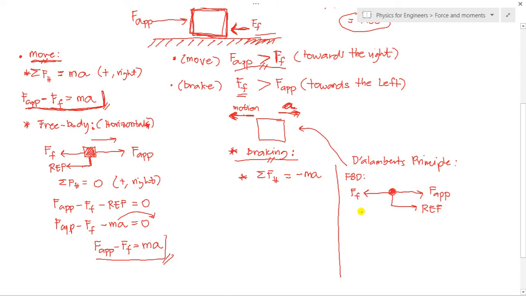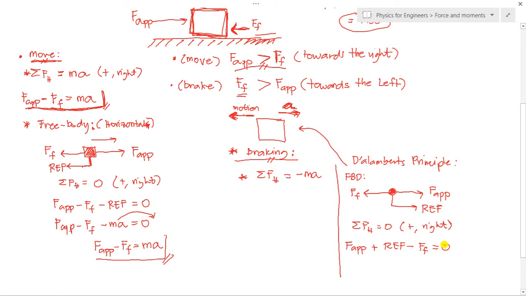And then of course, the summation of forces. The summation of horizontal forces is equal to 0 since we already have the FBD. Then we have also defined the forces. You can say that it is positive if it points to the right. So the positive forces are the applied force, plus our reverse effective force, minus our frictional force, is equal to 0.